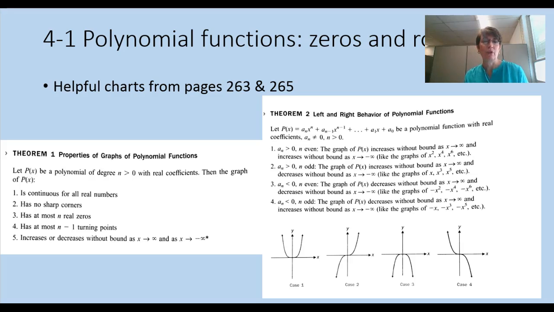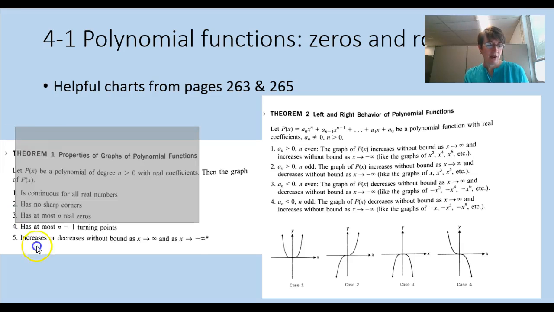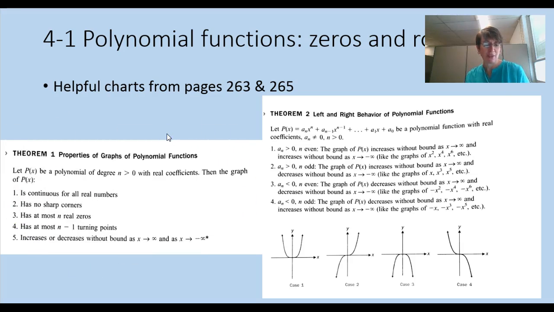But the first one over here talks about the properties of these polynomial functions. They need to be continuous. They need to not have any sharp corners. They need to have the real zeros like we talked about to the nth degree. That means if my polynomial is to the second power, then I will have at most 2 minus 1 turning points, so that's 1, and at most 2 roots. So that nth is talking about what degree my polynomial is up here.